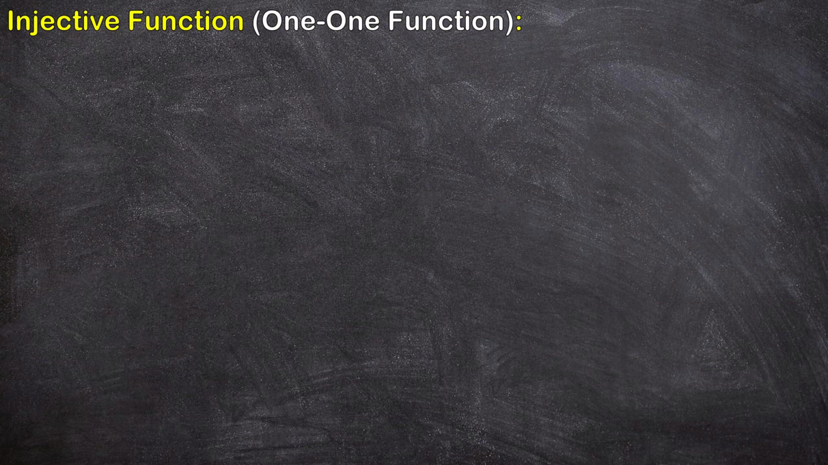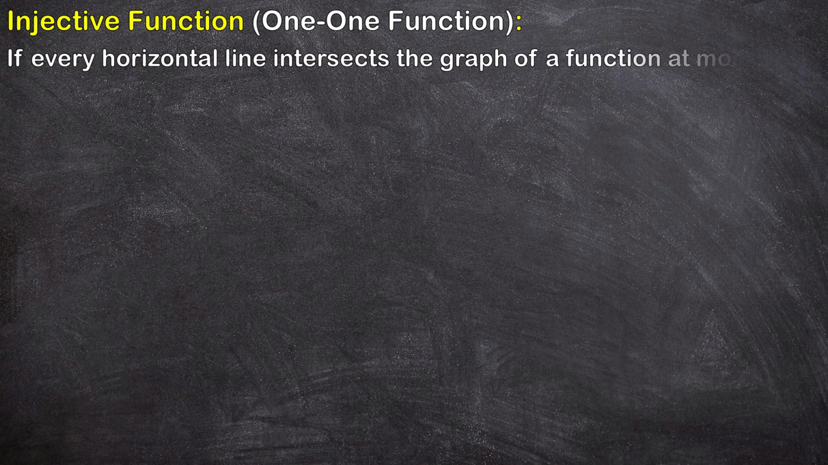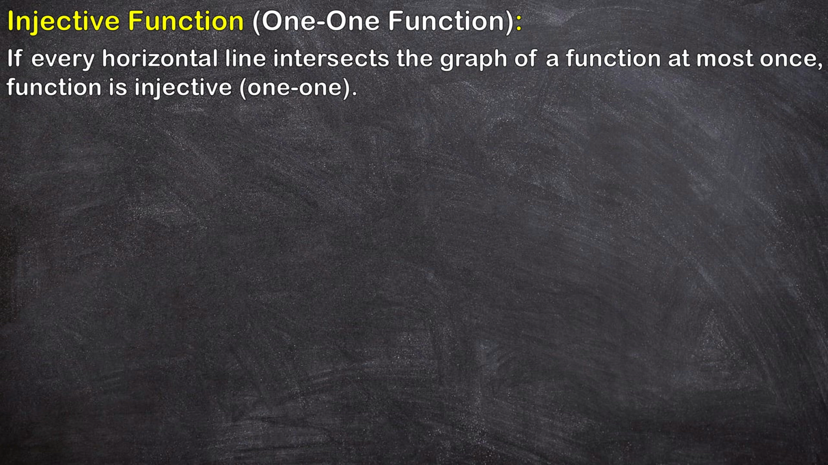Let's first discuss the horizontal line test for injective or one-to-one function. It states that if every horizontal line intersects the graph of a function at most once, the function is injective or one-to-one. Our emphasis will be on every and at most. Every horizontal line at most once. Let's explain this test with the help of certain examples.